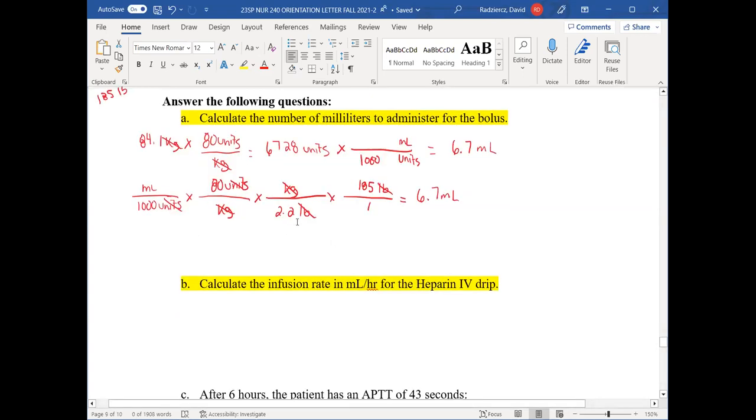All right. Then it says to calculate the infusion. So I'm going to do it again. This is the Allegheny style. I'm going to take the 84.1 kilograms and I'm going to multiply by my order of the 18 units per kilogram per hour, because that's what we're going to start our infusion with. 84.1 times 18 gives me 1,513.8. And that's units per hour.